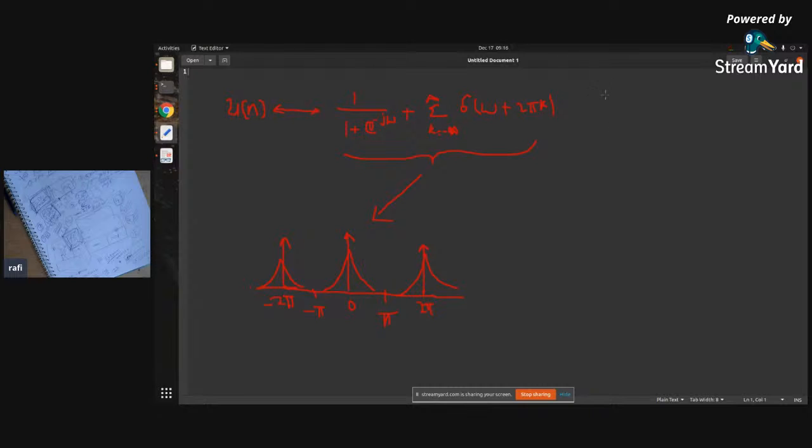The proof of this u of n I am leaving to you as homework, an assignment. Just use this DTFT formula and try to find the unit step DTFT.